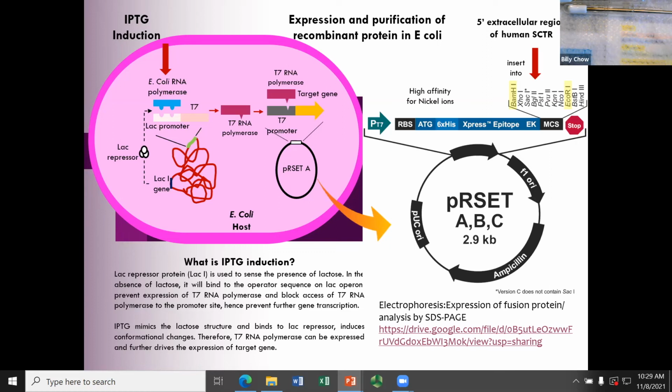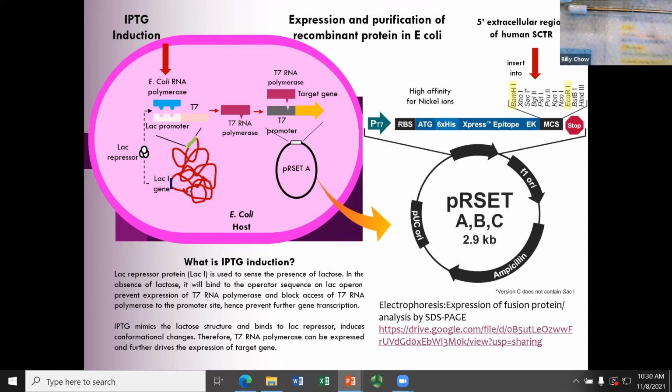Okay, so the idea is to induce expression of T7 RNA polymerase only when we want the protein to be expressed. And how to do that is by another inducible system. And I'm sure you have heard of the lac promoter and using lactose to induce the lac promoter.